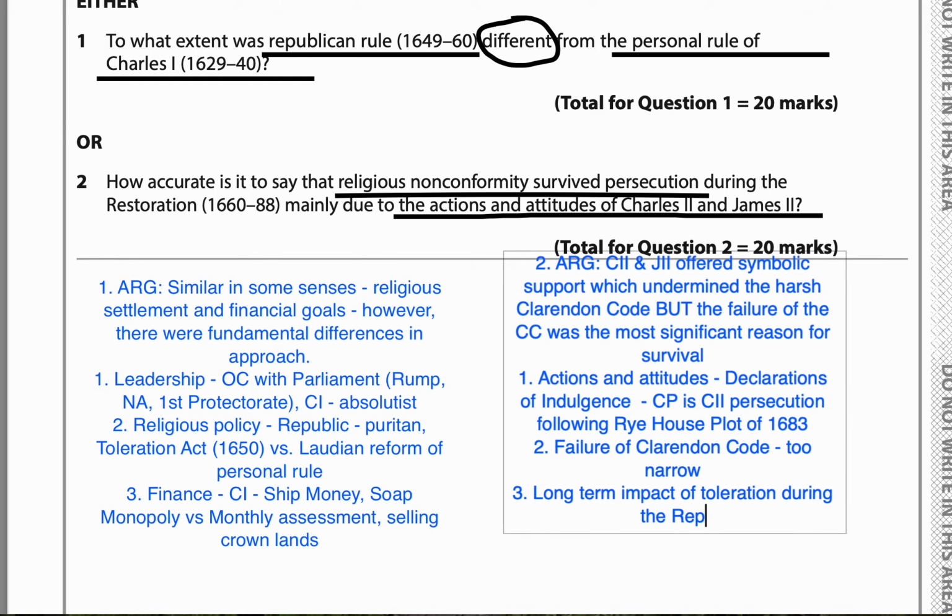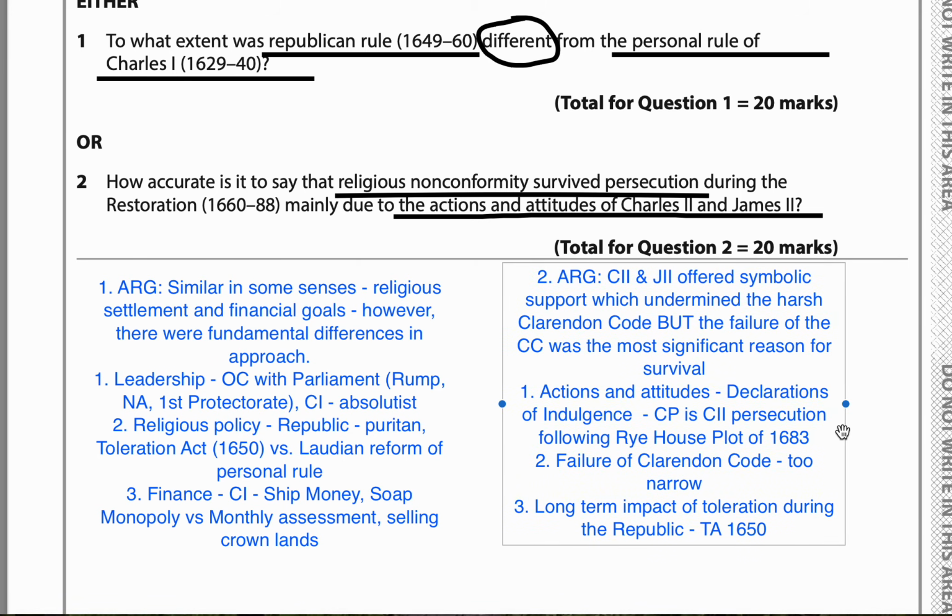Okay, paragraph 3, I would talk about the long-term impact of toleration during the Republic. Okay, so you talk about the Toleration Act 1650, and I know this is outside of the question, but it is relevant in terms of answering the question, which, as far as my experience goes in terms of marking exams, as long as it's relevant to answering the question, it's fine. You're not talking about the Republic, you're talking about the impact the Republic had on this period.